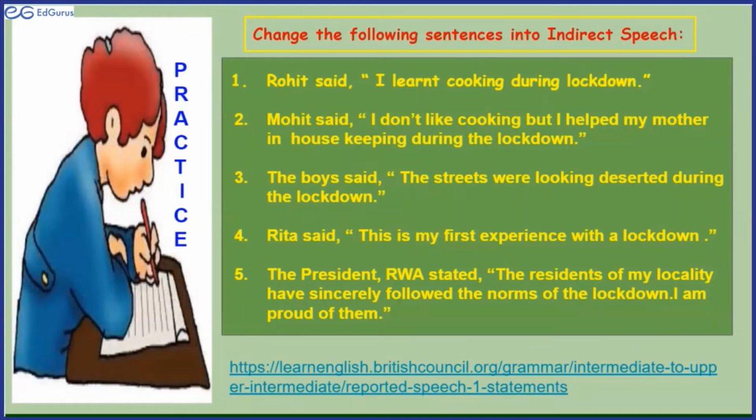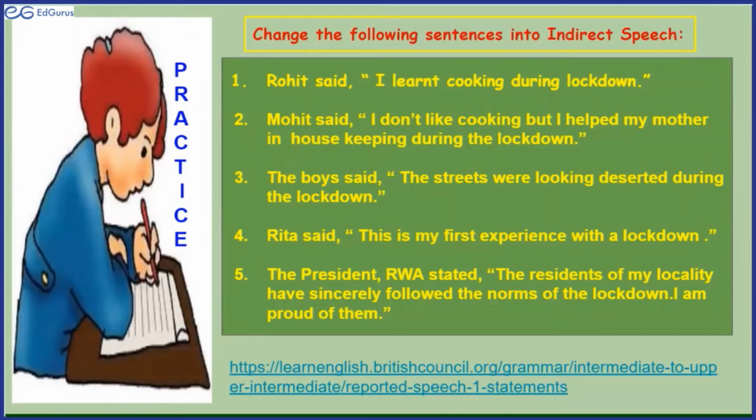Okay, yes. The president RWA stated, the residents of my locality have sincerely followed the norms of the lockdown. I'm proud of them. The president RWA stated that the residents of his locality had sincerely followed the norms of the lockdown. He was proud of them.